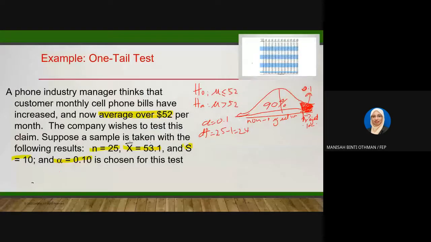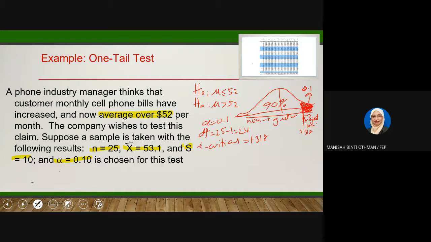So the value here, t critical, is 1.318. When you calculate t, if you get more than 1.318, then you will reject the null hypothesis. If you get less than 1.318, either positive or negative value less than that value, then you do not reject the null hypothesis.